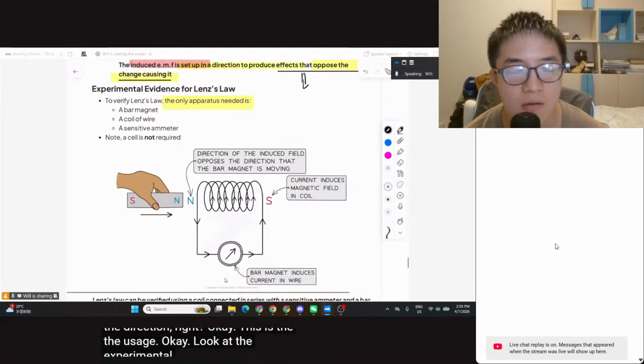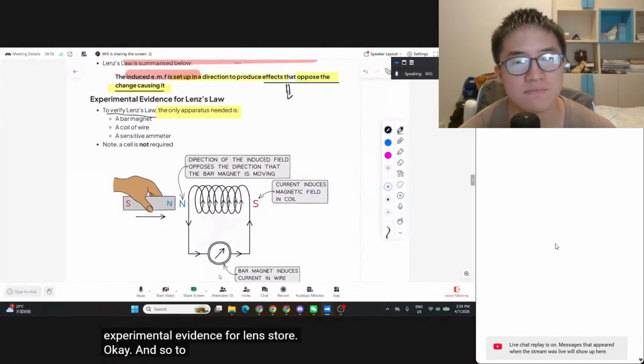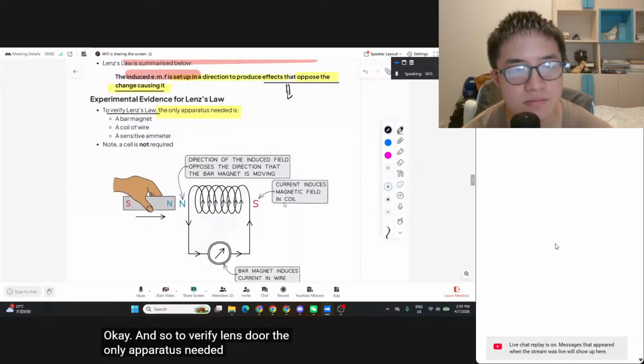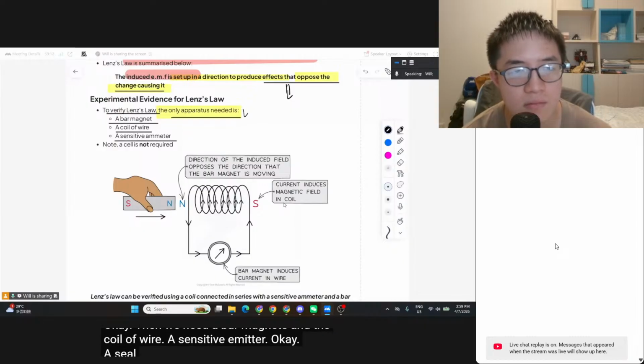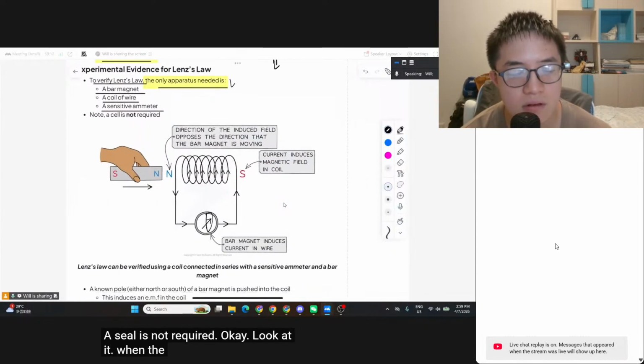Okay, this is the usage. Look at the experimental evidence for Lenz's law. To verify Lenz's law, the only apparatus needed is a bar magnet, a coil of wire, and a sensitive ammeter. A cell is not required. When there is a deflection in the ammeter, there's an induced current, right?